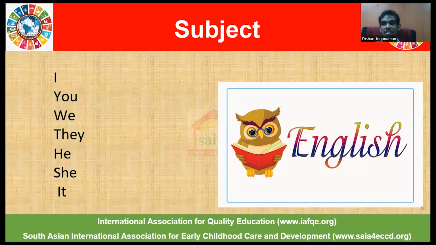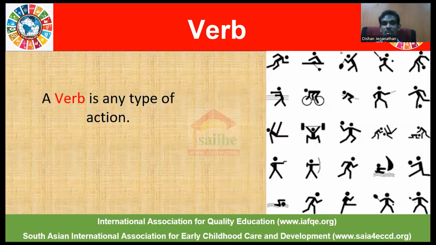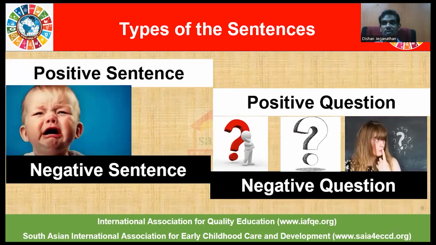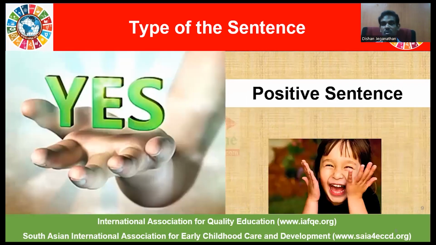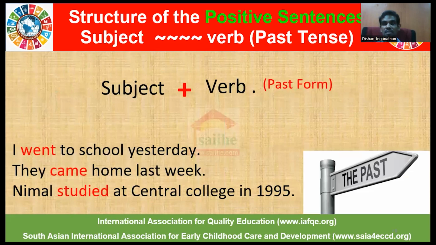So the subjects that we've discussed so far in the previous lessons are I, you, we, they, he, she, and it. A verb is an action that is performed. The types of sentences we'll be going through today are positive sentence, negative sentence, positive questions, and negative questions. First, we'll look at positive sentence. The structure of positive sentences in past tense is given by subject plus the verb in past form. That is the past tense.